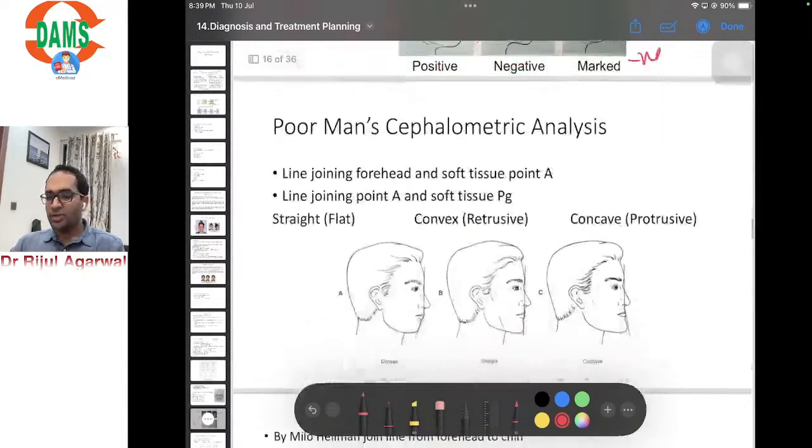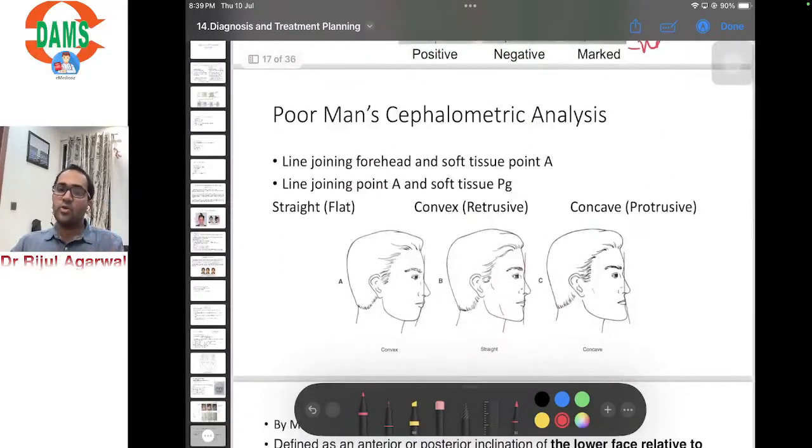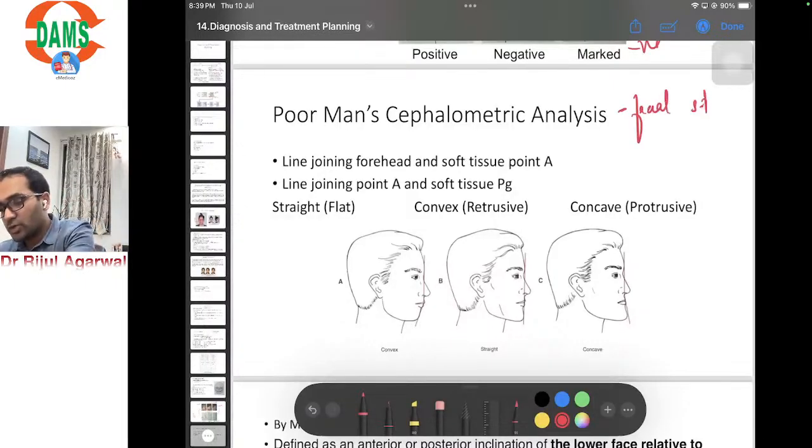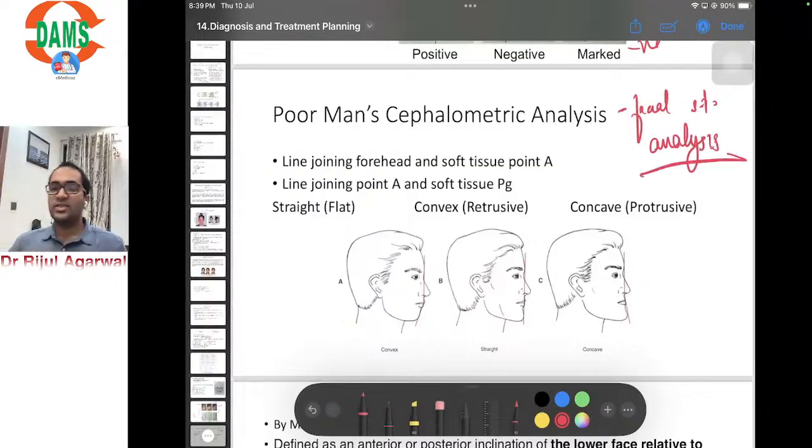So this much is easy. Next comes poor man's cephalometric analysis. So again a previous year MCQ. What is poor man's cephalometric analysis? So it is facial soft tissue analysis that is known as poor man's cephalometric analysis. How do you check it? How do you measure it? So it is measured by a line joining the forehead and soft tissue A, and again from soft tissue N to soft tissue O.